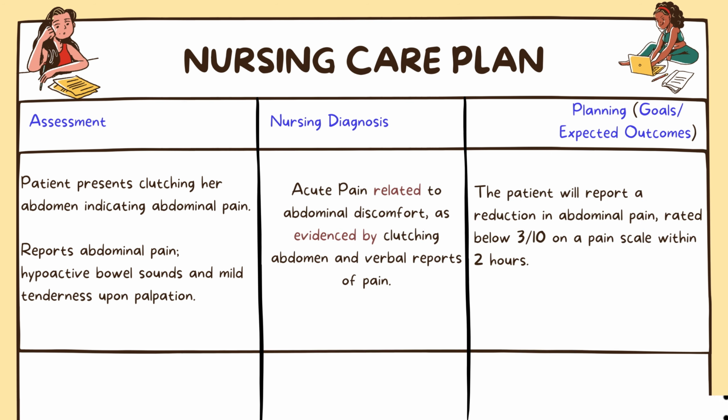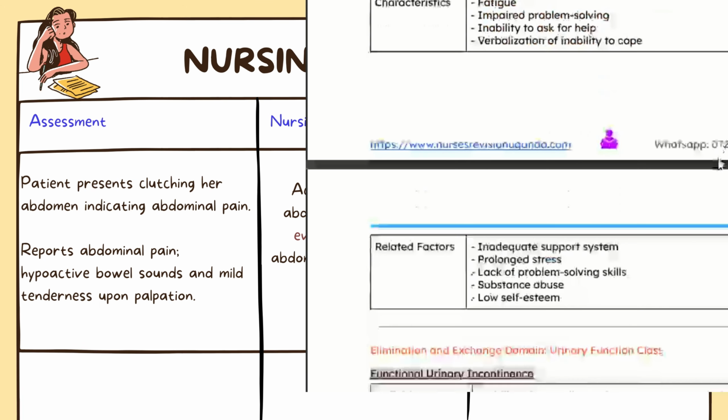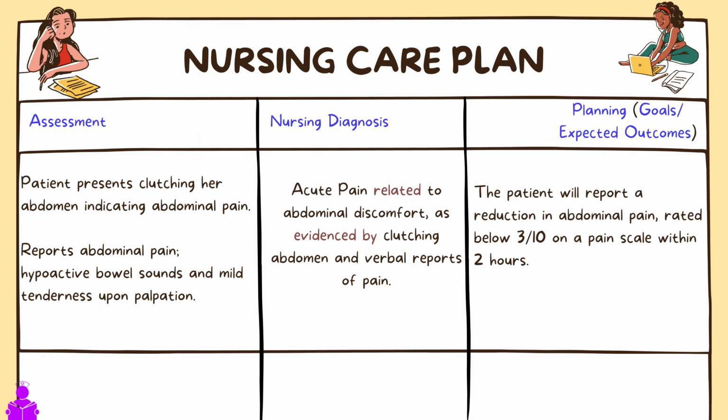Now, since the patient is just reporting it, we would have asked for how long, but we expect this is not more than 3 months. Therefore, that is going to be acute pain. Then we shall relate it to the cause or maybe the pathophysiology. Now, using NANDA, if you scroll down in the NANDA, you can find related factors. But for us here, we can use exactly what we are seeing. So here, we are going to relate it to the abdominal discomfort as evidenced by what? As evidenced by the patient clutching her abdomen and also the verbal reports of pain, right?